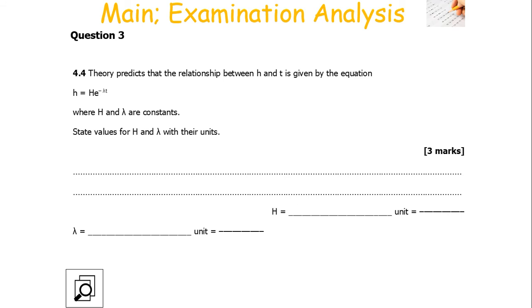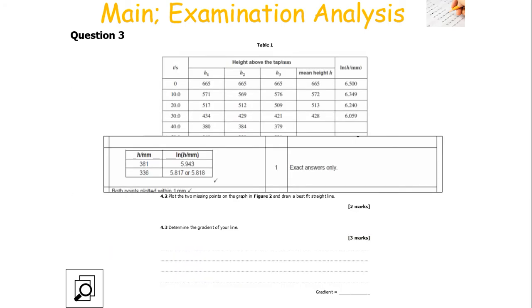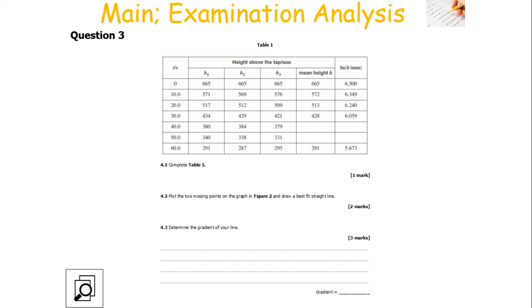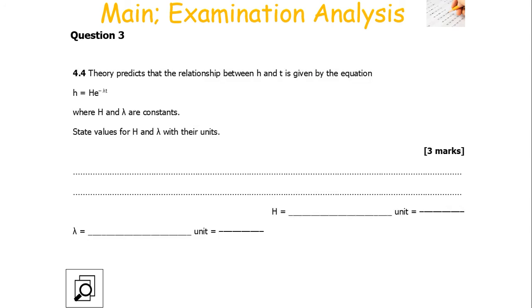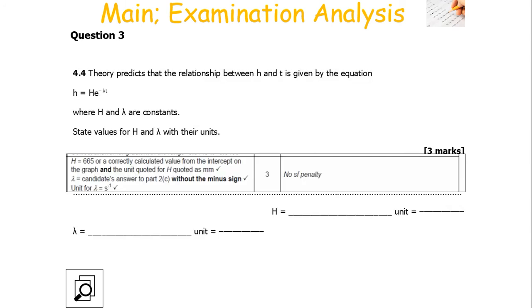Now the next question says, theory predicts that the relationship between h and t is given by the equation small h equals big H e to the power minus lambda t, where big H and lambda are constants. State the value for big H and lambda with their units. In the previous question, we had plotted on the graph natural log h against t, and we can use this to work out our values. So what are we going to do? Well, big H is 665 millimeters, and lambda is the answer to the previous question without the minus sign, and our units are seconds to minus 1.